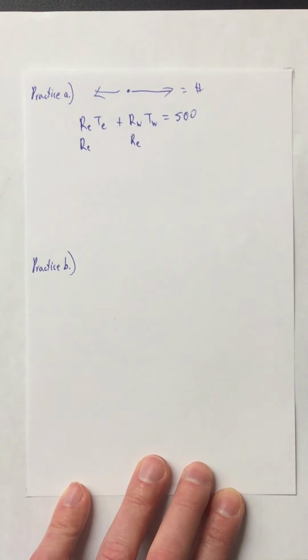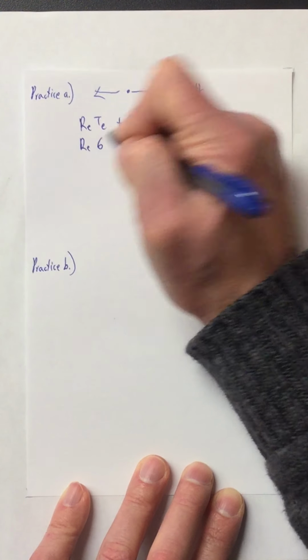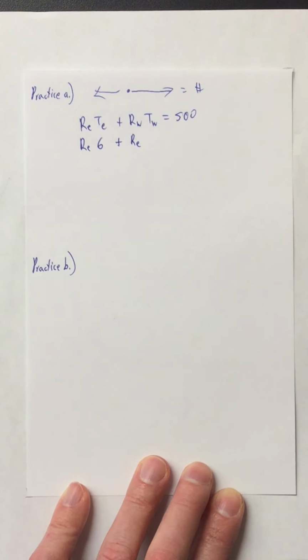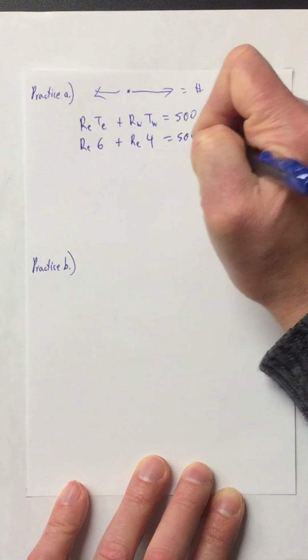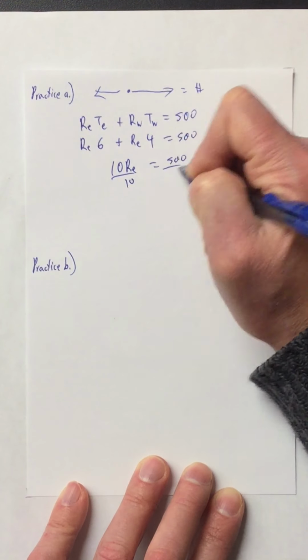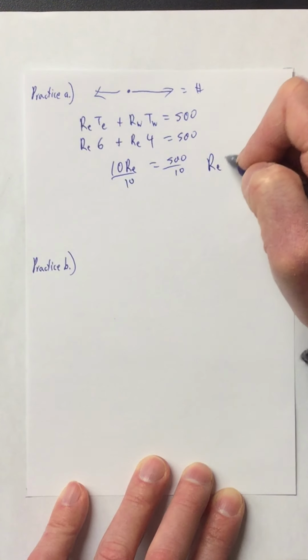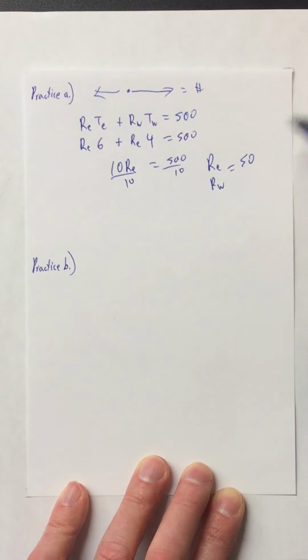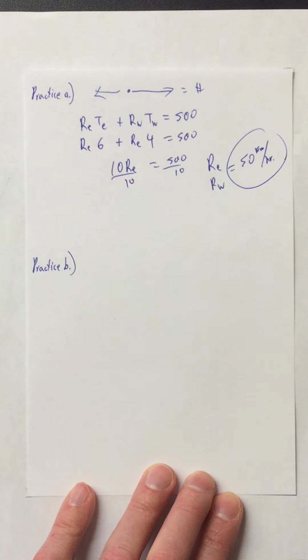All right, the time of the eastbound bus. It left at noon, and then the record was taken at 6, and so that's gone 6 hours. The westbound bus left 2 hours later, so that's only traveled 4 hours. Okay, if we add those together, we get 10 times the rate is equal to 500. Divide both sides by 10. It looks like the rate of both the buses is going to be 50 kilometers per hour. All right, 50 kilometers per hour is our answer. Rate for both of them.